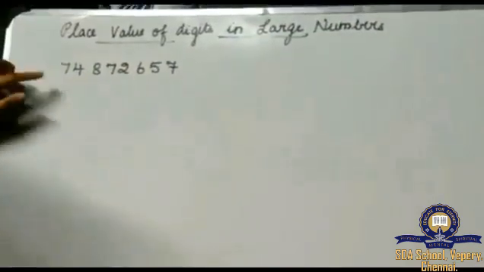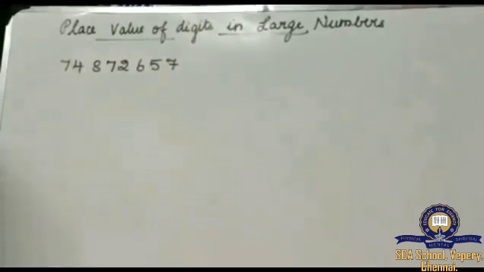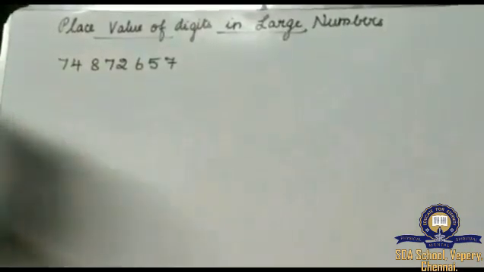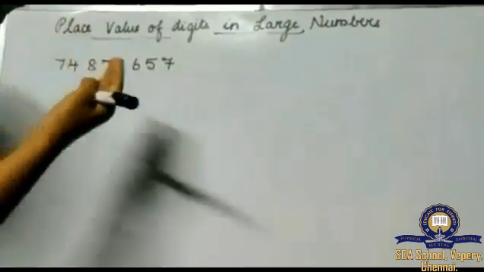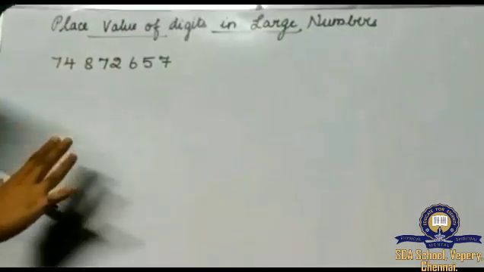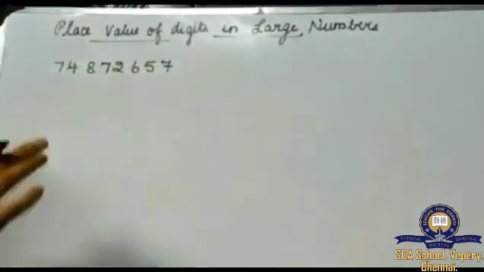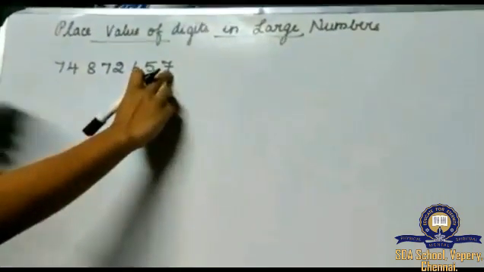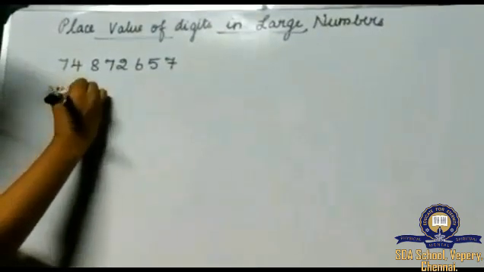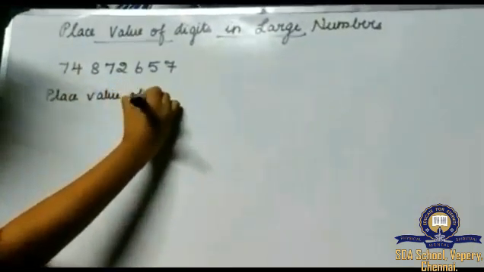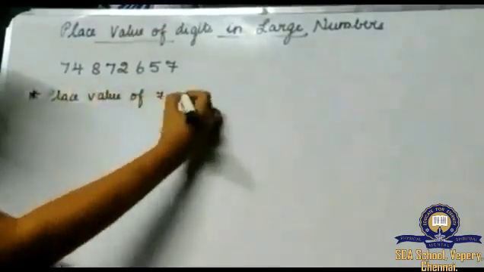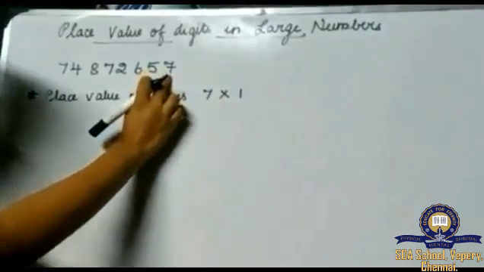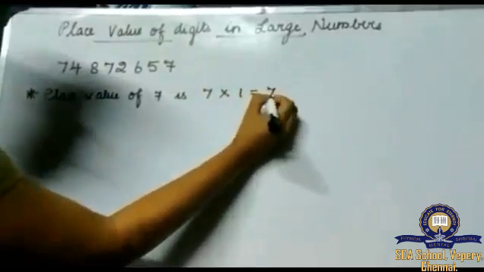Now we are going to find the place value of the digits. We have already learned in the Indian system that we have to represent the given number in the Indian place value chart. It is similar to the Indian system place value chart. So first we will take the ones place. The ones place is nothing but the 7. So what will be the place value of 7? The place value of 7 is 7 multiplied by 1. Since 7 is in the ones place, you multiply it by 1 and you get 7.